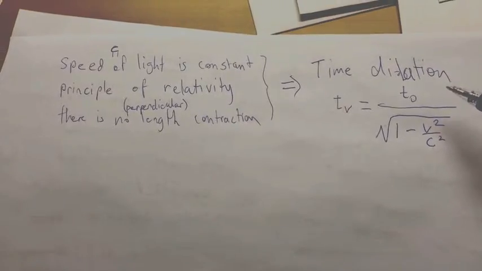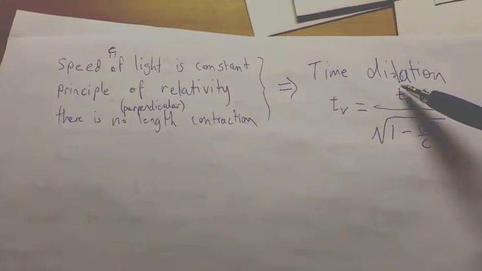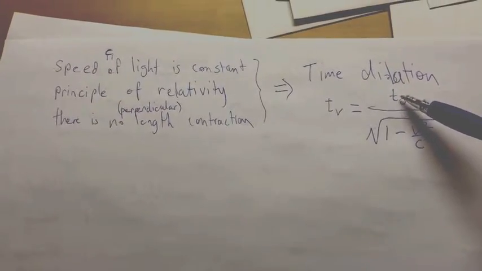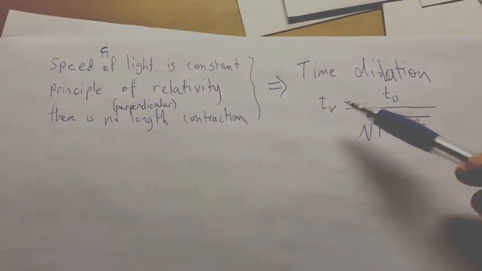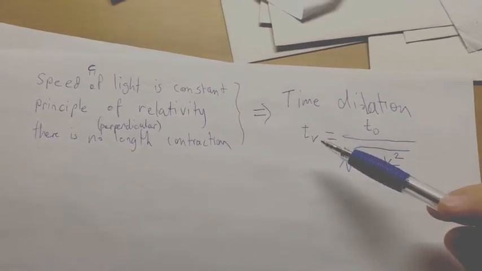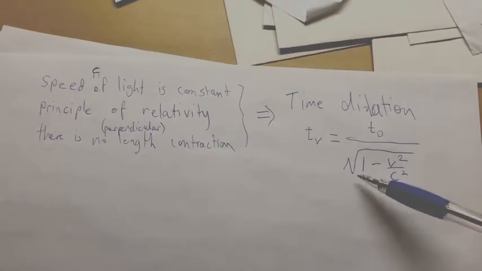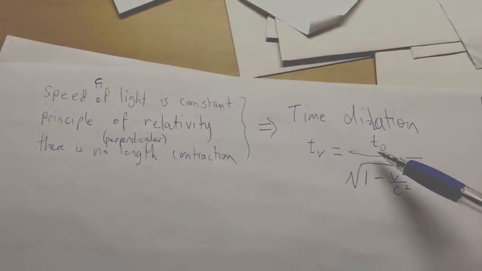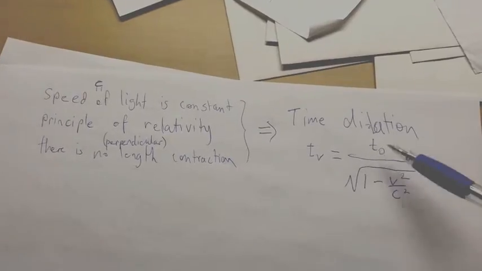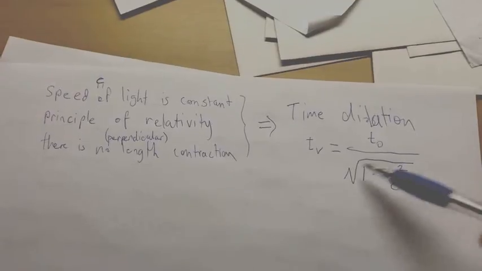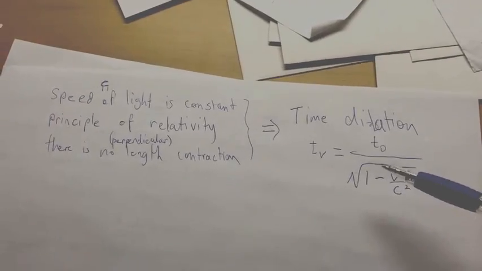And so t0 is how many minutes the moving clock is registered, and tv is how many minutes you've registered on your clock, that correspond to the same number of minutes that they've measured. So if they've measured 3 minutes, then you've measured 3 minutes divided by this quantity, okay, which will be more than 3 minutes.